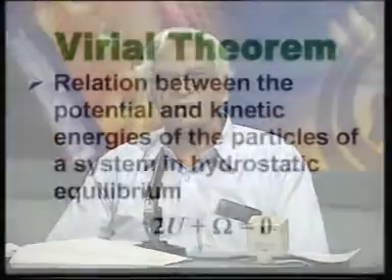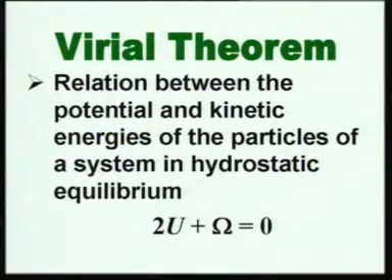First of all, let us look at the virial theorem. The virial theorem has been referred to earlier also, but let us use it here. The virial theorem simply says that twice the kinetic energy plus the potential energy, the sum of these two, must be equal to 0. So it's a relation between kinetic energy and potential energy, and the theorem essentially says that the two must be of the same order.